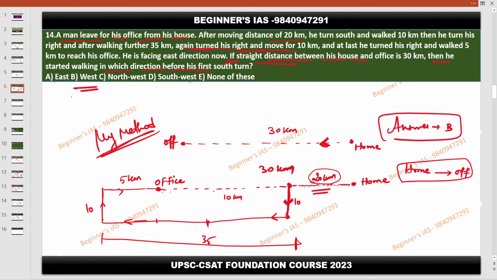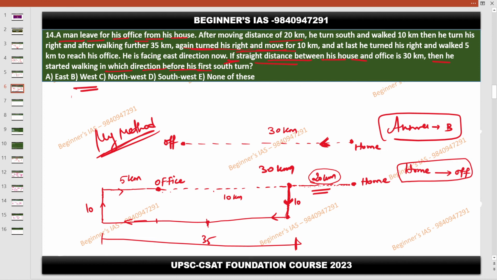That's not what I'm saying, sir. If we consider that information, the distance between his home and office is 30 kilometers. So by that logic, sir, the answer should be E. Neither would it be east or west. No option will fit there, sir. Why? Because that one criterion is not fulfilling. No, no, no, no.